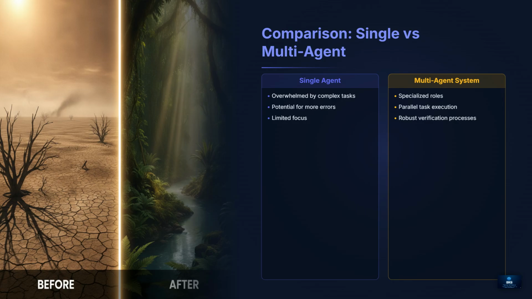Why use multi-agent systems over a single agent? A single agent can easily get overwhelmed by complex multi-part requests. In a multi-agent system, we can assign specific roles, like a diagnostic agent for troubleshooting and a resolution agent for fixing, allowing for parallel work and better overall accuracy.